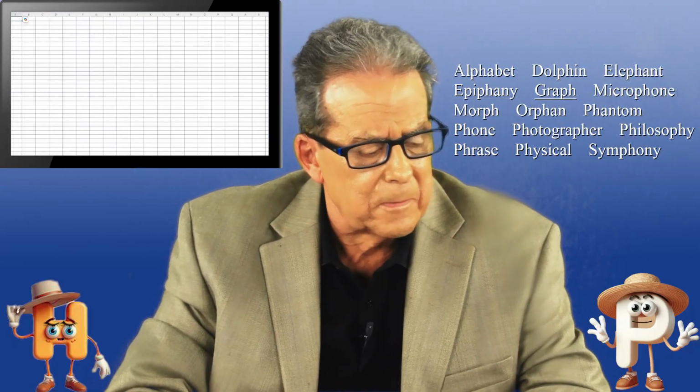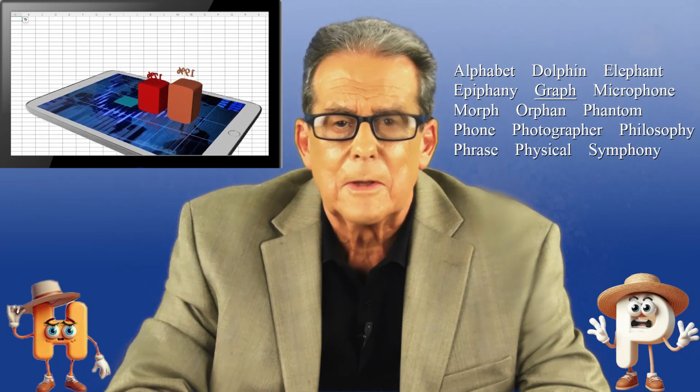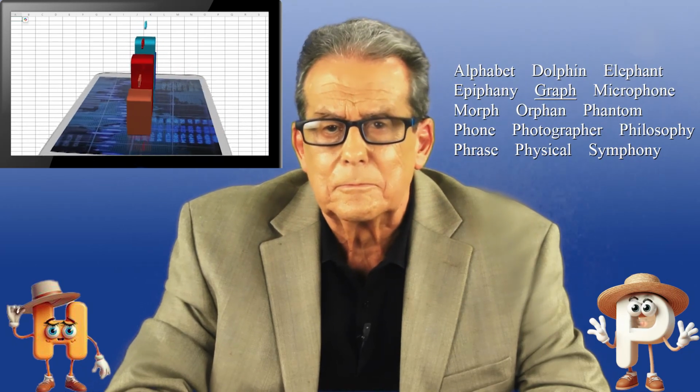Now, let's move on. Graph. What's a graph, Mr. P? That's a chart that provides information to us visually, helping us to understand data. And microphone? I use those all the time. A microphone takes sound like my voice and turns it into an electrical signal that we can record and broadcast.